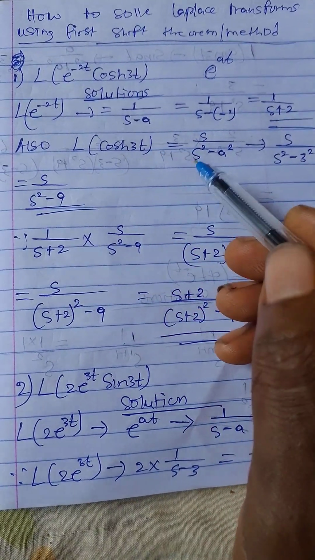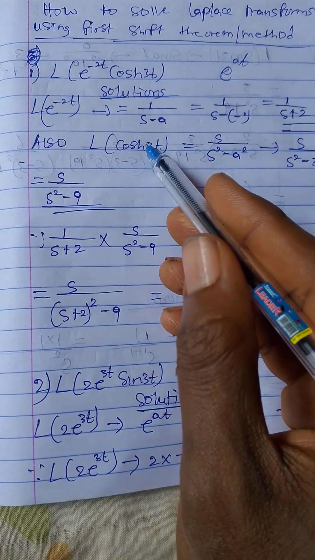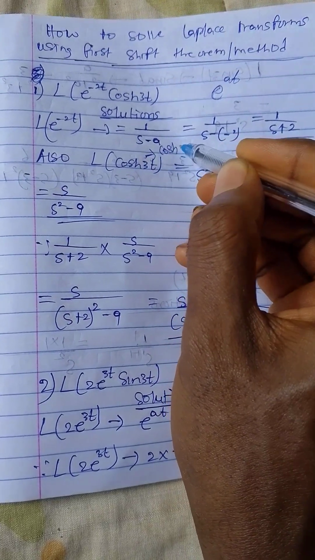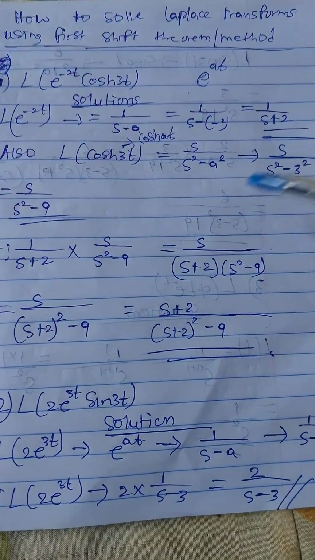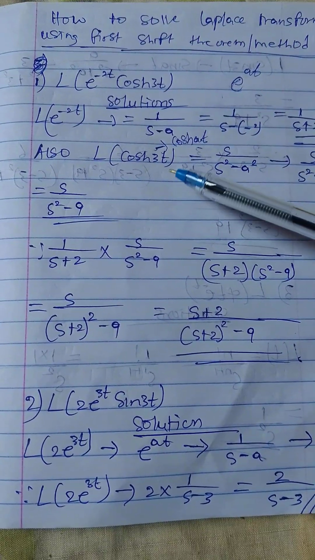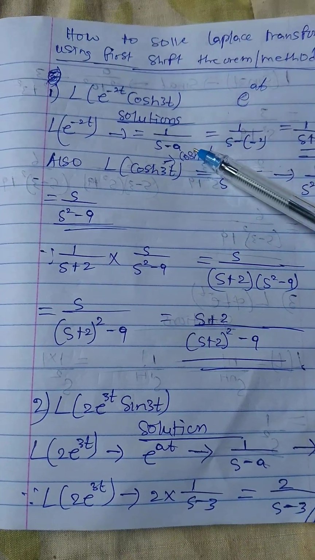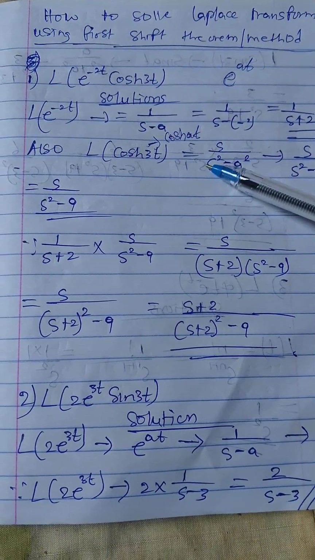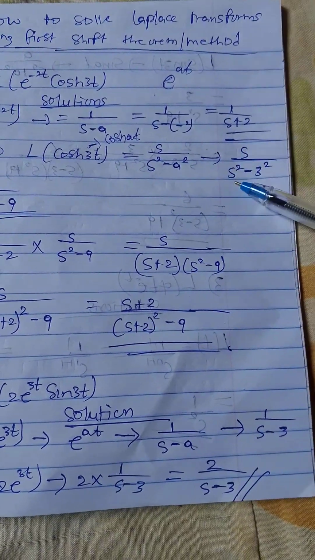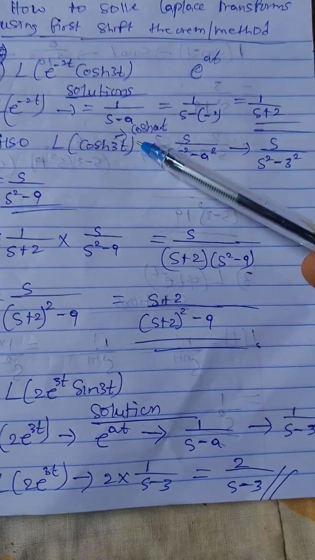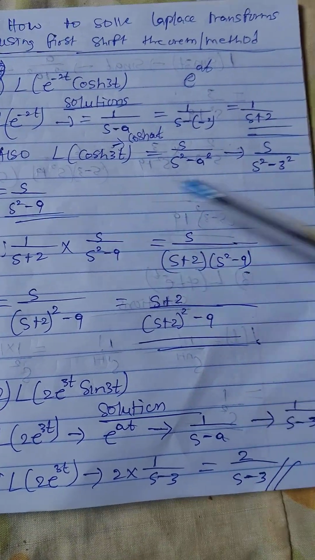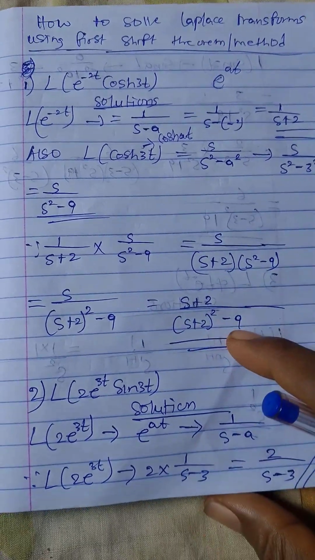You know that this function is in the form of cos at, where a is 3 and this is your t. So since we are given our function in this form, my answer must be in the form of s over s squared plus a squared. Where a is equal to 3, that becomes s over s squared plus 3 squared, which is s over s squared plus 9. So that is it for this one.